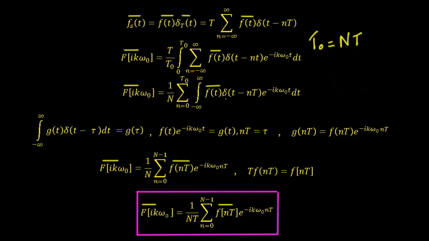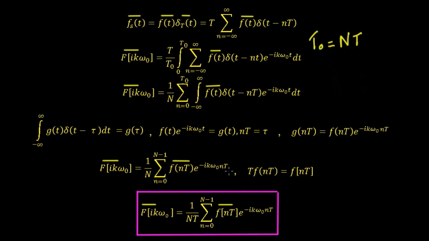So this whole integral here can simply be written as g of tau, but our tau is nothing other than our nT. So we can then write our g of nT is equal to f. Now the t is the nT, so it's going to be f of nT, and the e to the i k omega naught t gets replaced with nT, so you're left with this factor here. So we can simply take this whole lot out and replace it with our f of nT e to the minus i k omega naught nT.